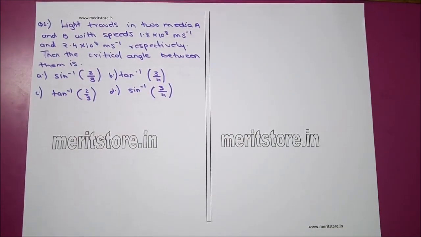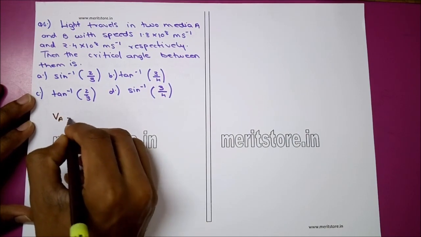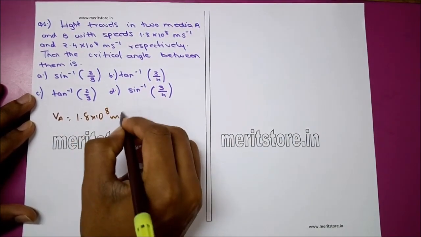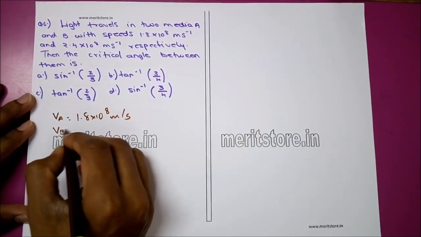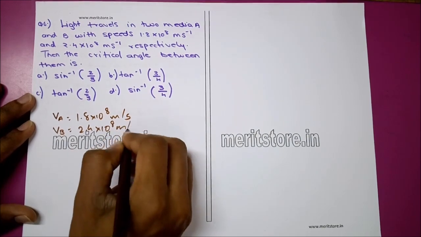Light travels in two media A and B with speeds 1.8 into 10 raised to 8 meters per second and 2.4 into 10 raised to 8 meters per second respectively. Then the critical angle between them is, the options given are sine inverse of 2 by 3, tan inverse of 3 by 4, tan inverse of 2 by 3 and sine inverse of 3 by 4. Now here velocity in medium A is given as 1.8 into 10 raised to 8 meters per second and velocity in medium B is given as 2.4 into 10 raised to 8 meters per second.